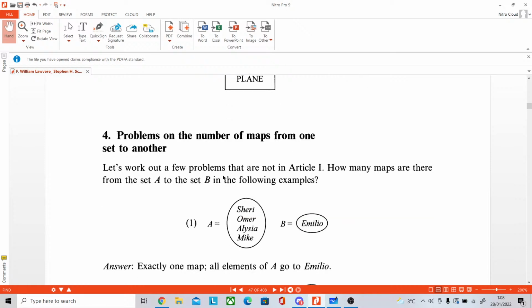Problems on the number of maps from one set to another. Let's work out a few problems that are not in Article 1. How many maps are there from set A to the set B in the following example? Wait, what formula did we come up with again? What was it? We had 3 and then 2. And I remembered that the answer was 8. So that came from 2 to the power of 3. So this side to the power of this side.